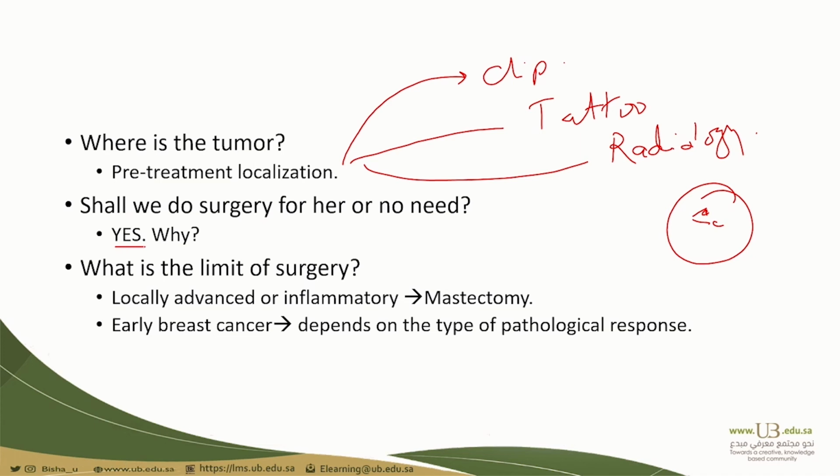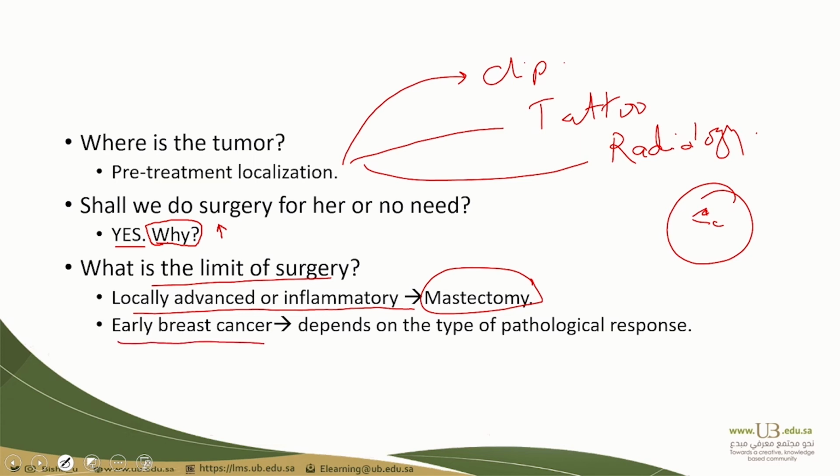All patients who receive neoadjuvant chemotherapy and whose tumor completely regressed should go for surgery. Why shall we do surgery for them while they don't have any more tumor? Because of the very high recurrence rate. That's why. What is the limit of the surgery? In the patient who underwent neoadjuvant chemotherapy for locally advanced or inflammatory breast cancer, they should undergo mastectomy.